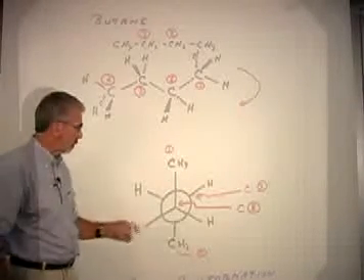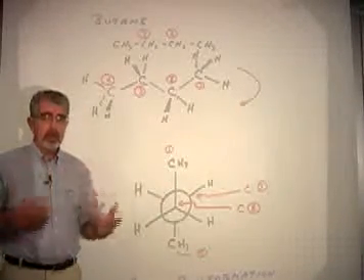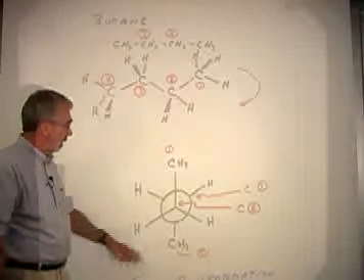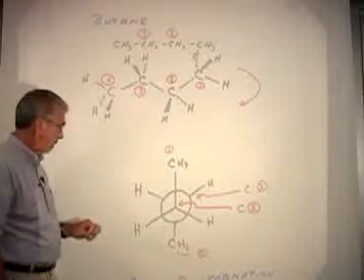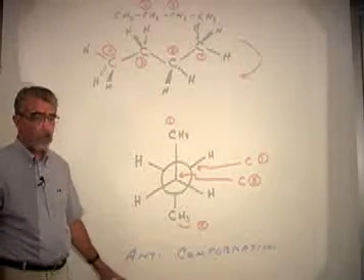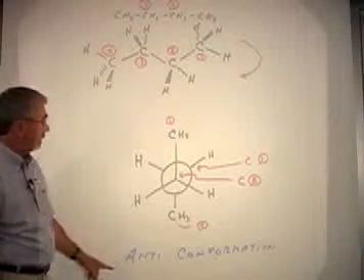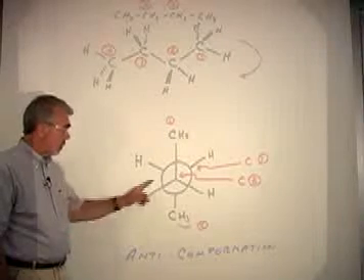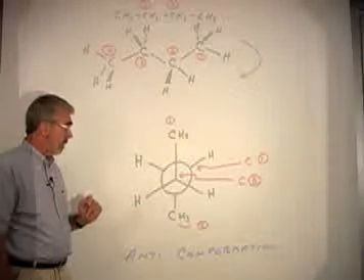We've got the 2 methyl groups, the ones which are most demanding in terms of space that they require, as far away from each other as possible. This is what's referred to as the anti-conformation. All right. So in this molecule here, in n-butane, the anti-conformation around carbons 2 and 3 is the most stable.